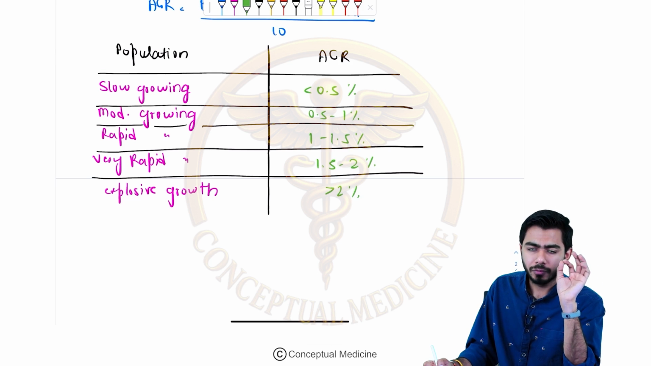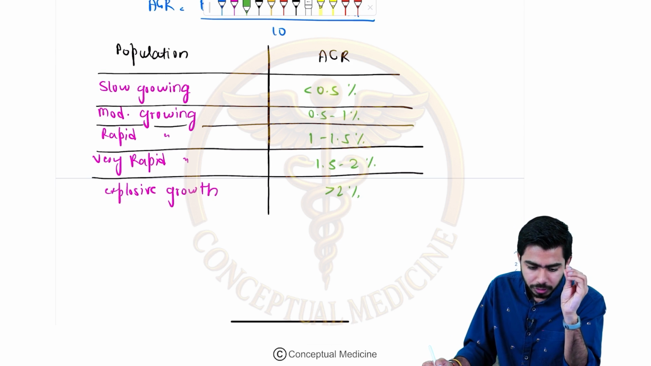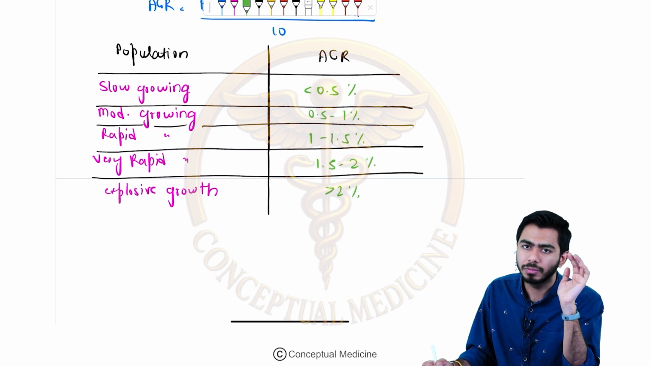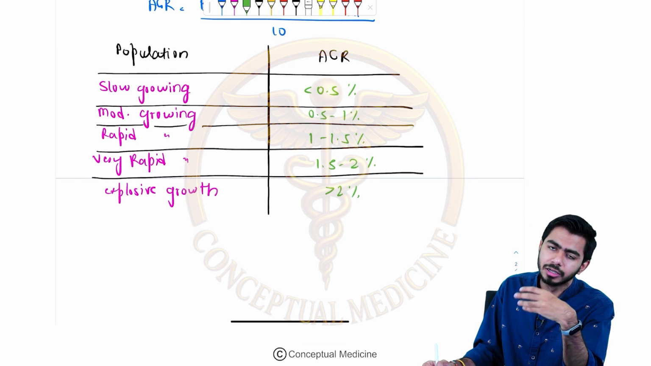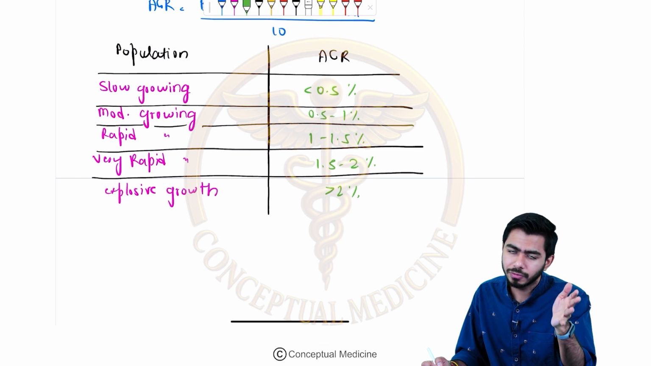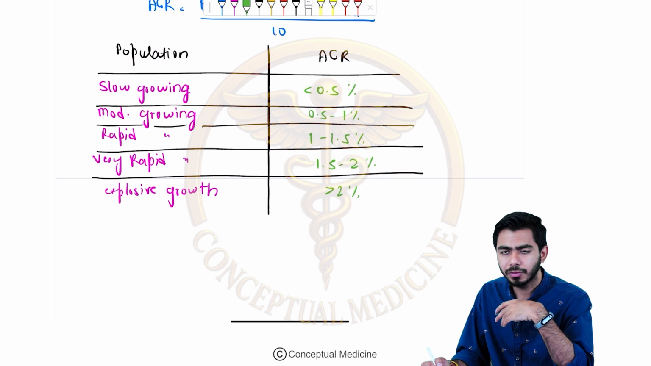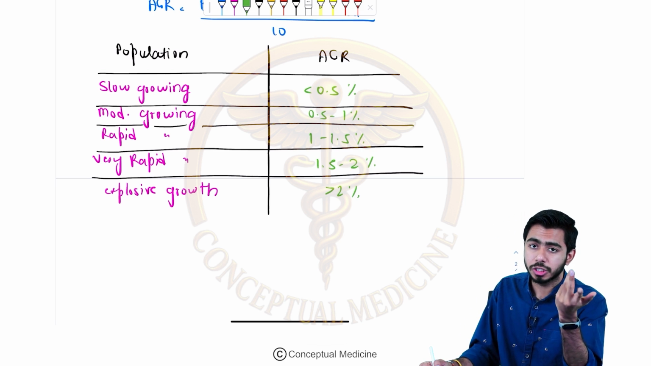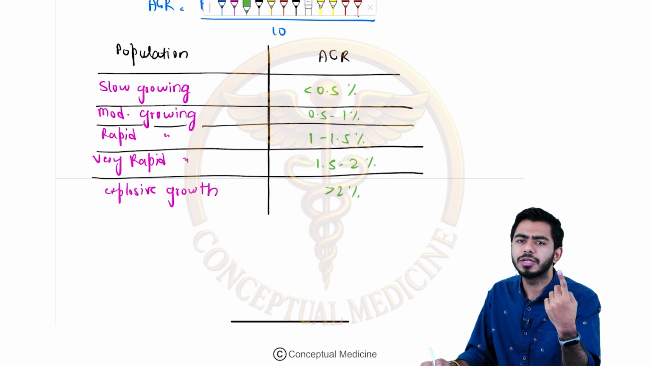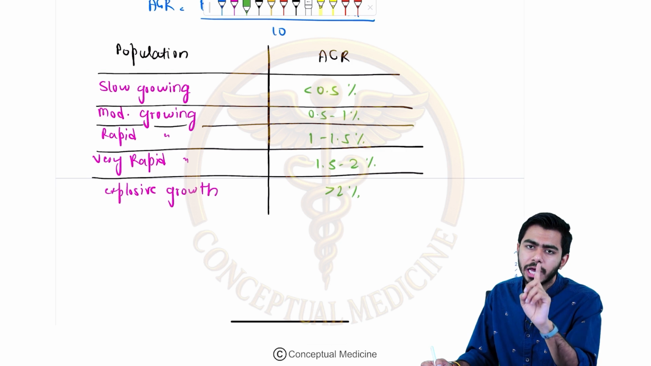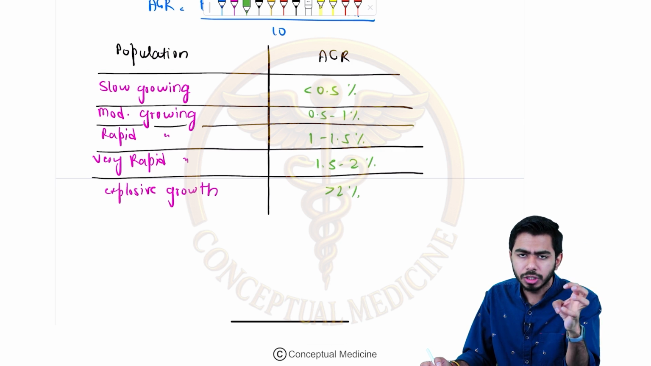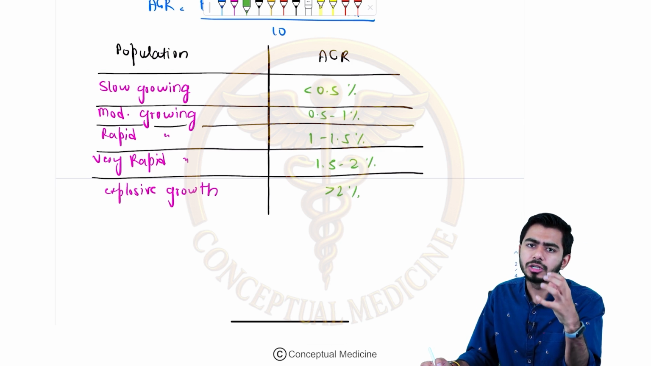What should be the annual growth rate for any country? It should be less than 1% or it should be 1%. If it is more than 1%, the population will be in the rapidly growing or moderately rapidly growing phase, or if it is more than 2, then it would be the explosive growth of the country. So the target for India is an annual growth rate of 1, so that our population will be under check, under control.